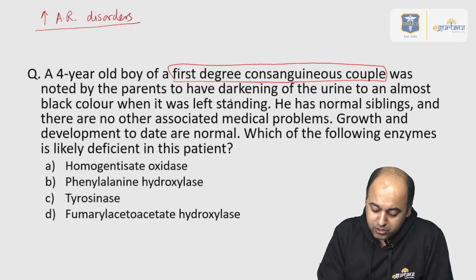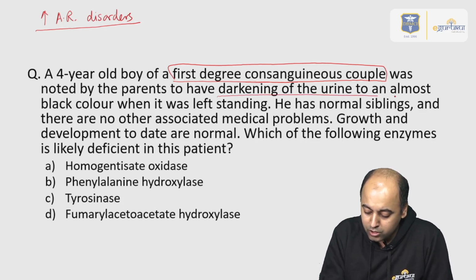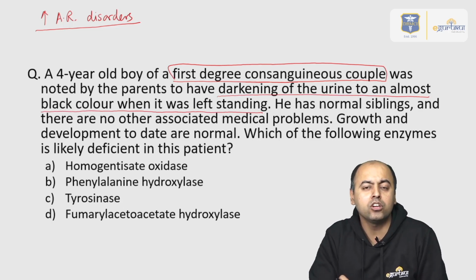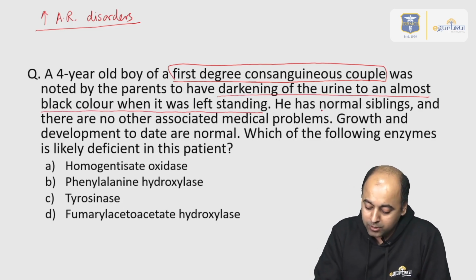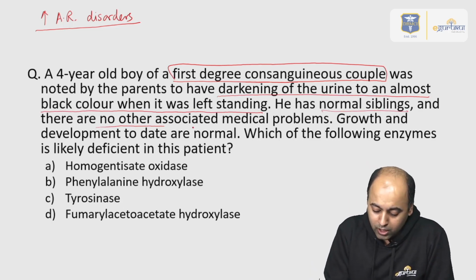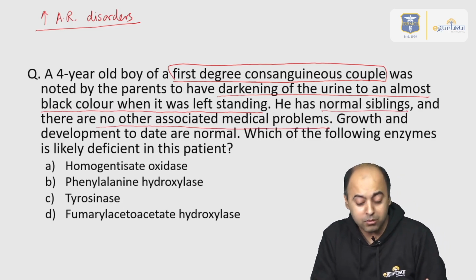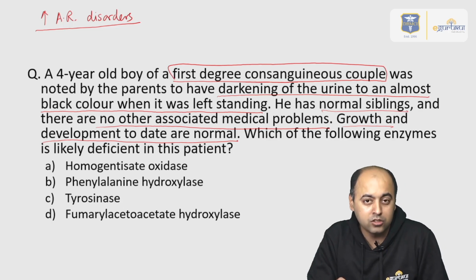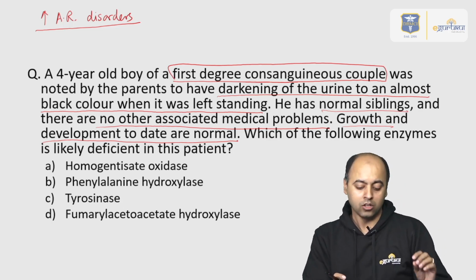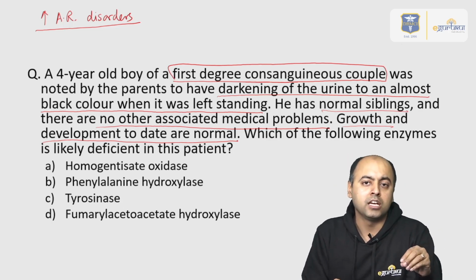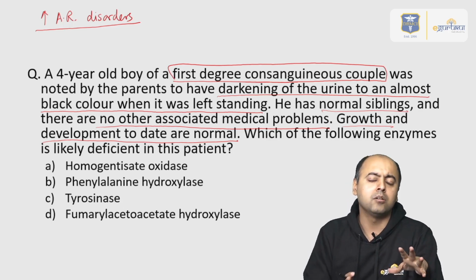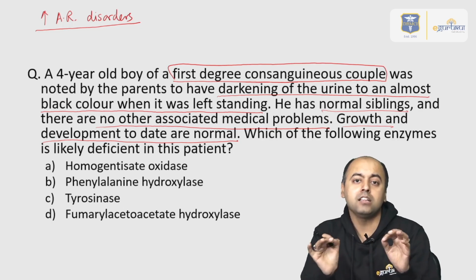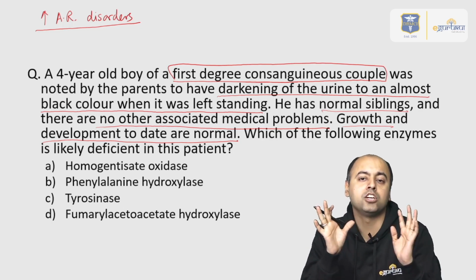It was noted by parents to have darkening of urine to an almost black color when it was left standing. So, blackening of urine on standing, normal siblings and no other associated medical problems. Growth and development to date are normal. Now, this is a very special scenario where although there is blackening of urine in the child, there is no associated clinical signs symptoms until the 3rd and 4th decade of life.